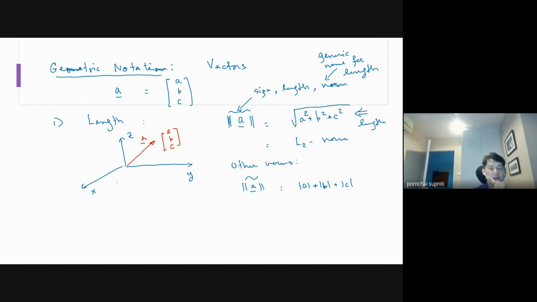When we have this notation, the size of A or the length of A, if I square it, I will just have A squared plus B squared plus C squared. Here I can write it as vector A transpose multiplied with vector A. Therefore, in terms of vectors, the length of A can be written as the square root of A transpose multiplied with A.